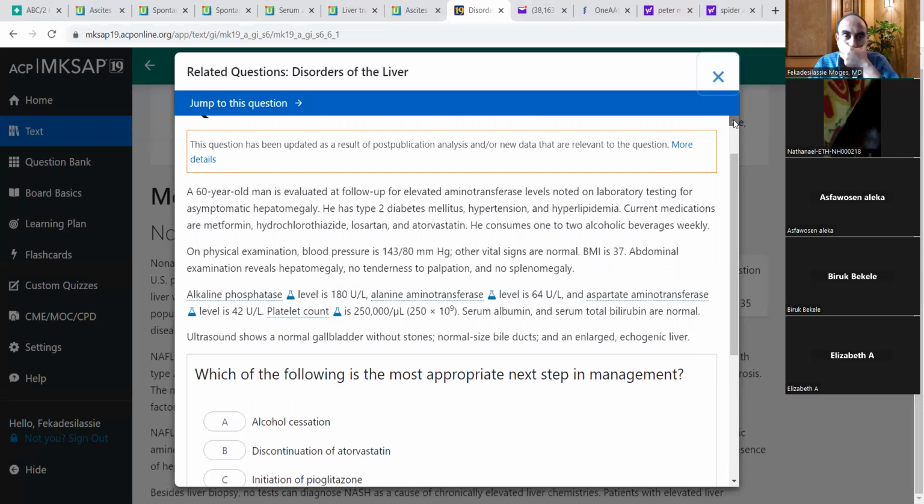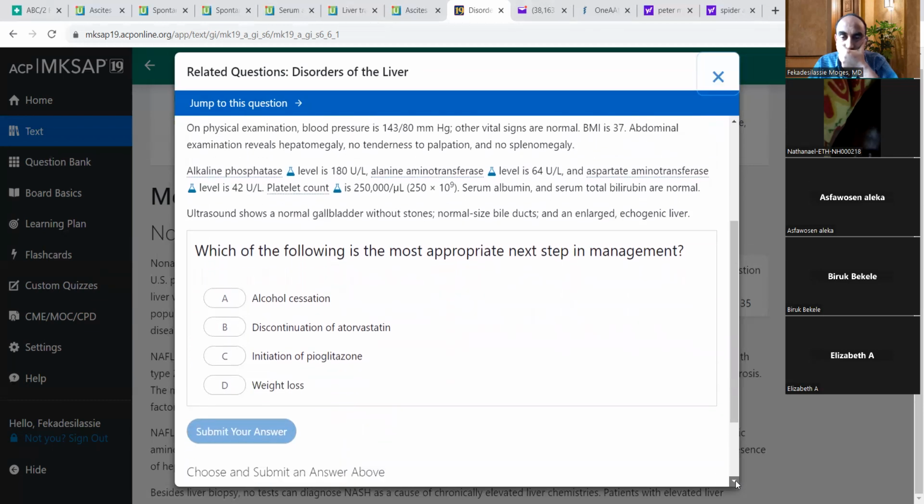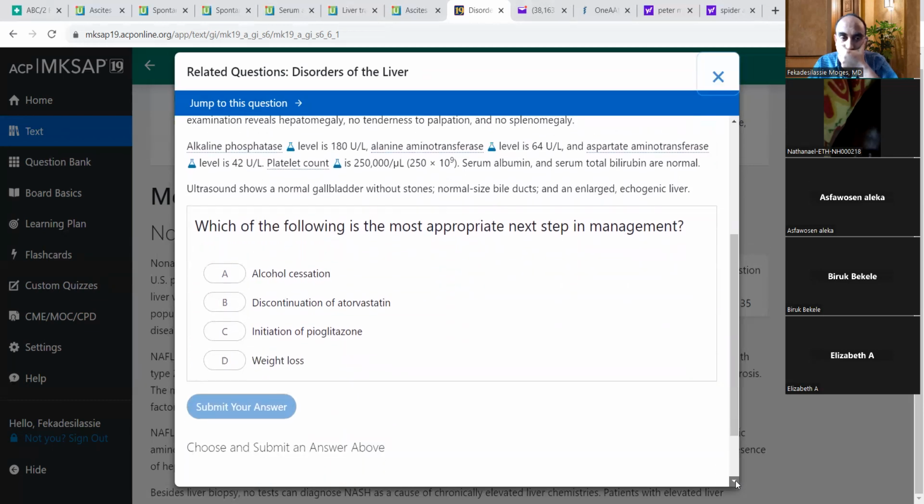Okay. A is alcohol cessation. B, discontinuation of atorvastatin. C, initiation of pioglitazone. D, weight loss.